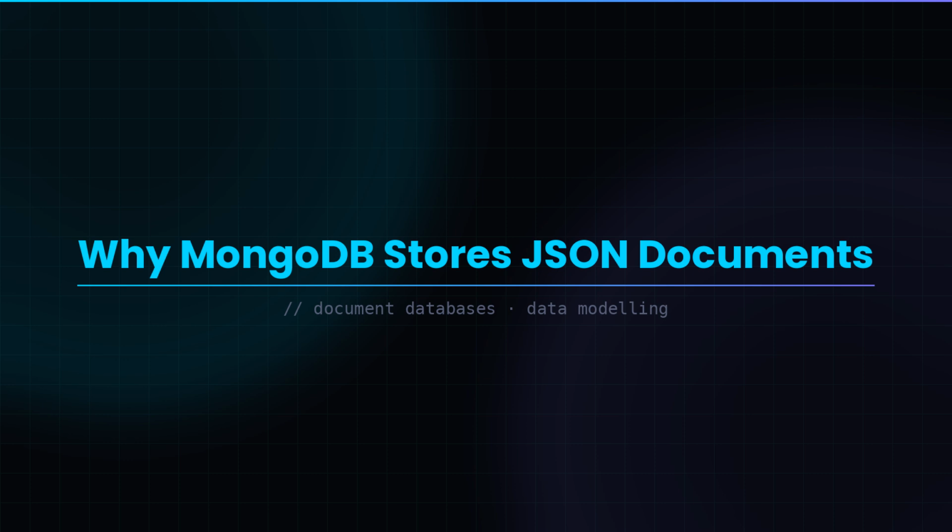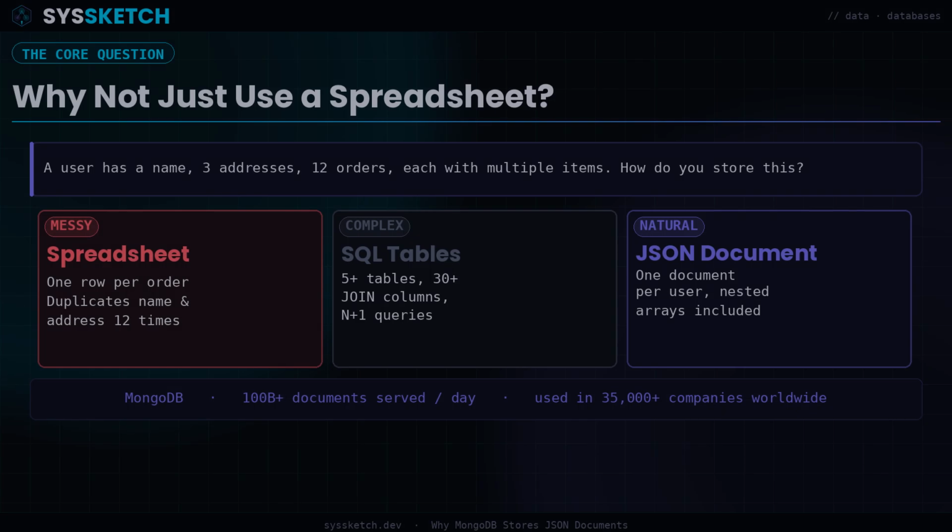Store the whole user, everything about them, in a single self-contained document. That is what document databases like MongoDB are built for, and in the next few minutes you are going to understand exactly why that design decision matters.